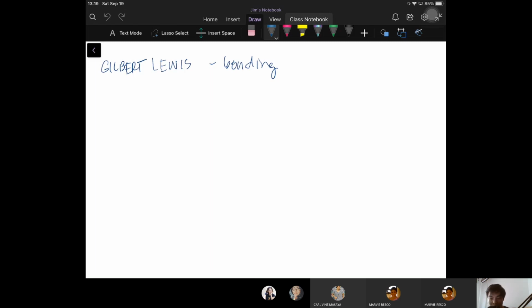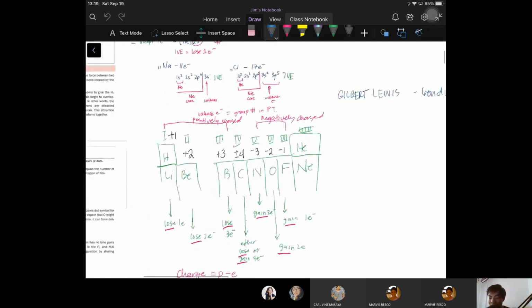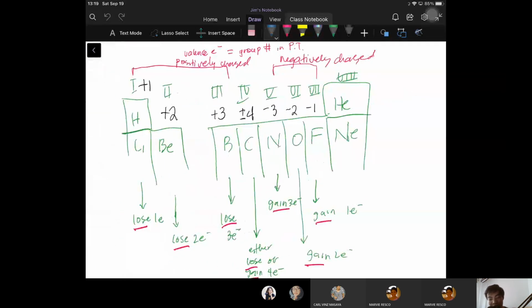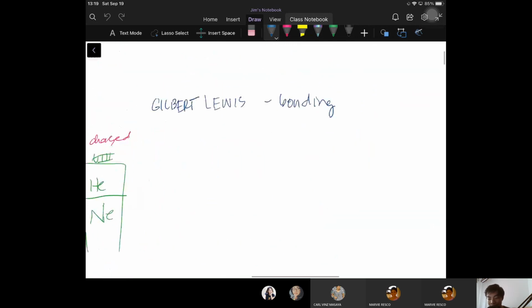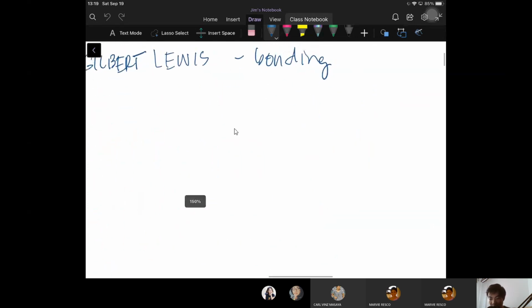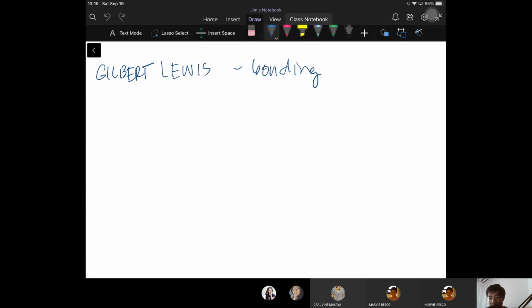Sabi niya, how are atoms combining, no? And yun nga, ito yung sagot niya, no? So, ang sabi ni Gilbert Lewis na yung atoms, they combine because they want to be noble gas in configuration, and depending on the group number, may corresponding charges sila, no? Okay? So, dun nalaman ni Gilbert Lewis na yung bonding natin ay dalawang uri pala, no? We could either have ionic bonding and we can also have covalent bonding, no?